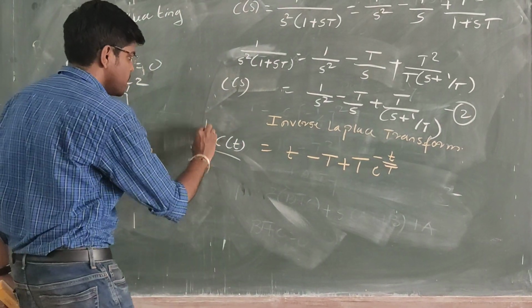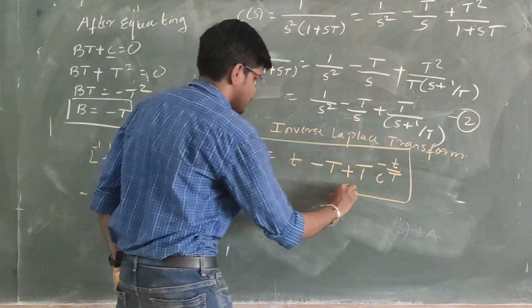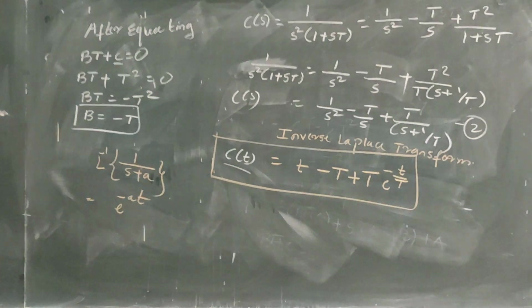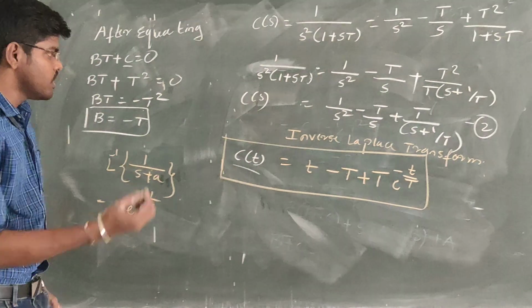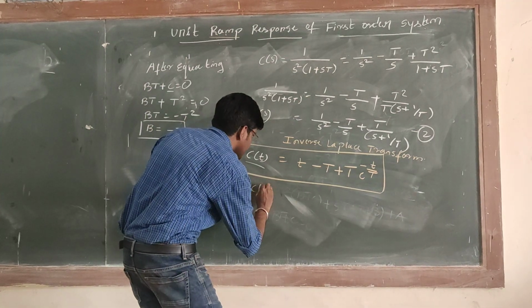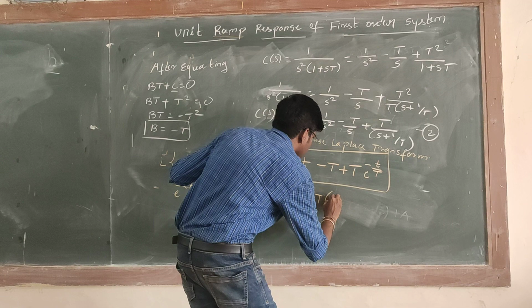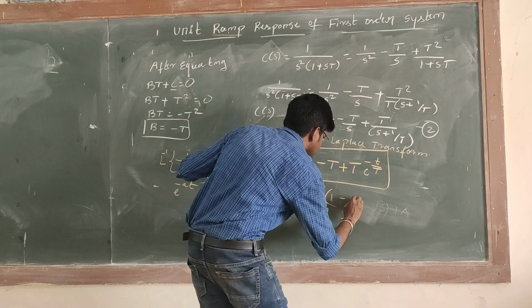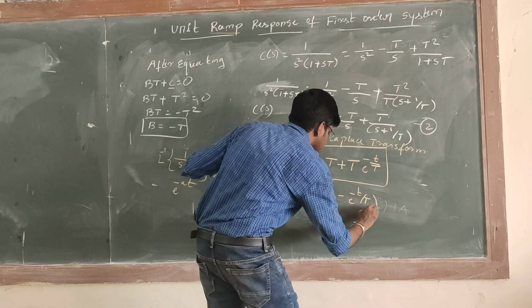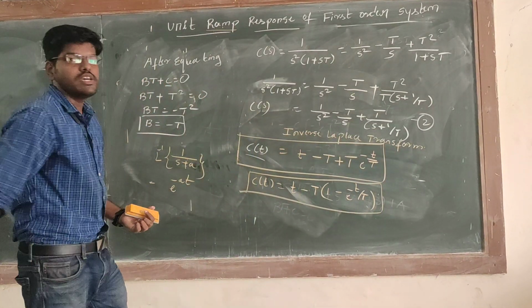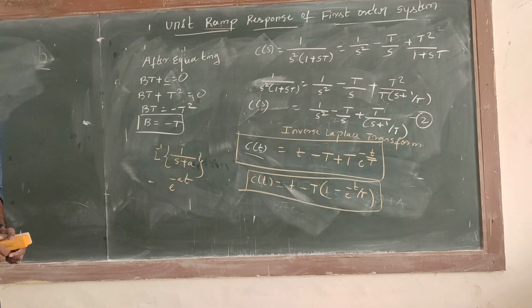Okay? So this is the complete response of the system. So what we got? t minus T plus T into e raised to minus t by T. So from this equation, I will take T outside. t minus T into bracket 1 minus e raised to minus t by T. So this is the response of the system when ramp input is applied.